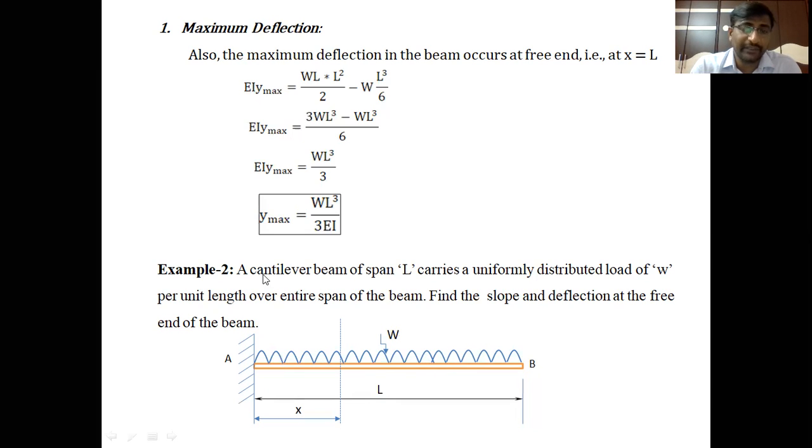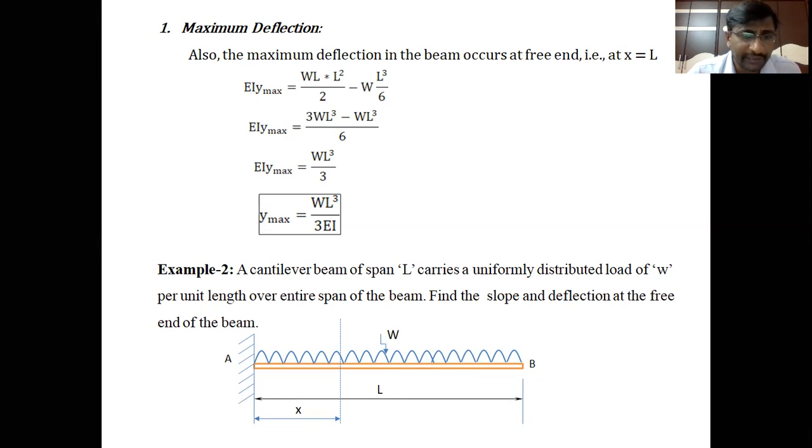Look at this diagram. A cantilever beam of span L, that is the total length of the beam is L, carries a uniformly distributed load of small w per unit length over the entire span of the beam. Find the slope and deflection at the free end of the beam. So here also we are going to find the slope and deflection at the free end of the beam.